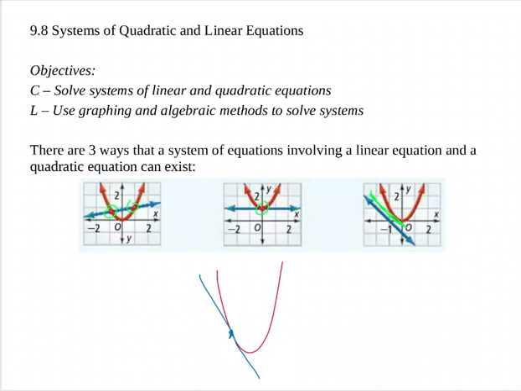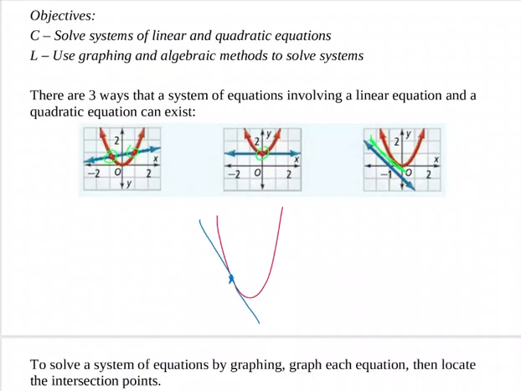So we have two solutions if the line cuts through the parabola. We have one solution if the parabola just touches the line, and we have no solution if the line completely misses the parabola altogether. All right, so that's what we're going to be dealing with in this section. Now, we can solve graphically, as you can see here, and we can solve using algebra just like we did back in chapter 6. So we're going to practice now.